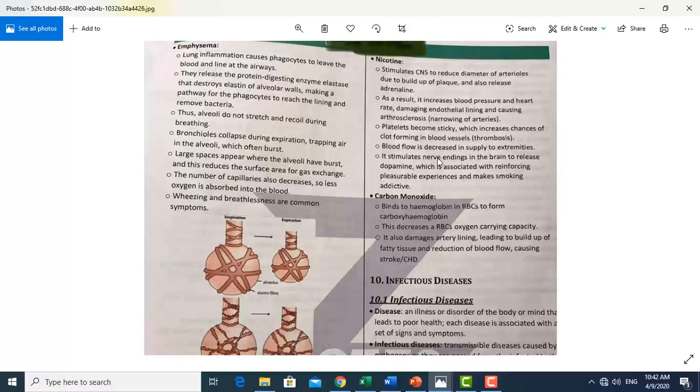It stimulates nerve endings in the brain to release dopamine, which is associated with the reinforcement of the pleasure experience and makes smoking addictive.